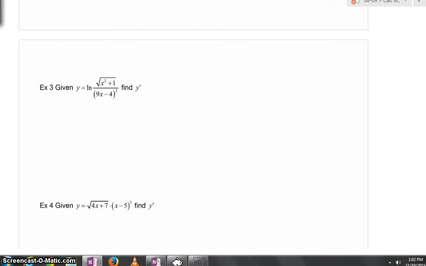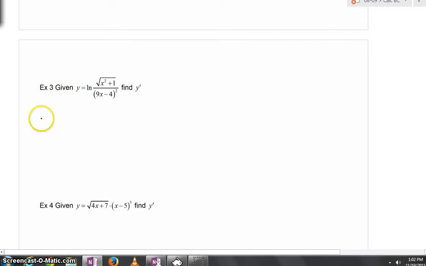Look at this. Number 3. Nightmarish looking. Sometimes kids are like, oh, Mr. Dobner, please, please, please don't tell me that we have to go 1 over that function and then multiply by the derivative of the inside. Yeah, you could do that, but let's do it in a more intelligent way, using the properties of logs.